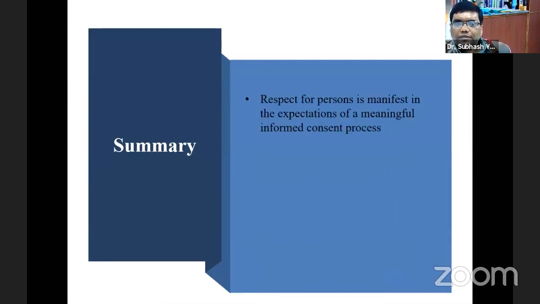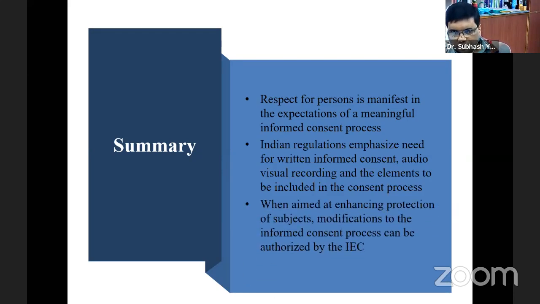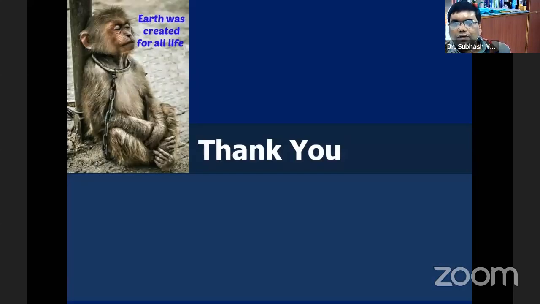So just to summarize, respect for the person is manifest in the expectation of a meaningful informed consent process, and Indian regulation emphasizes the need for written informed consent, audiovisual recording in vulnerable subjects, and the elements to be included in the consent process. When aimed at enhancing the protection of subjects, modification to the informed consent process can be authorized by the Institutional Ethics Committee.